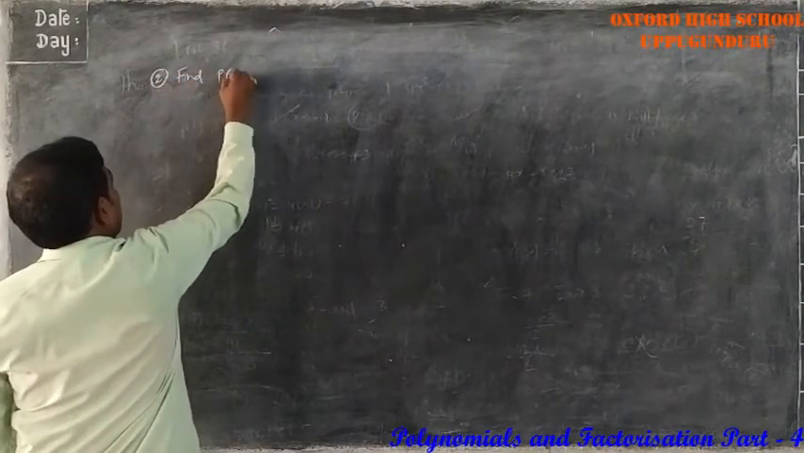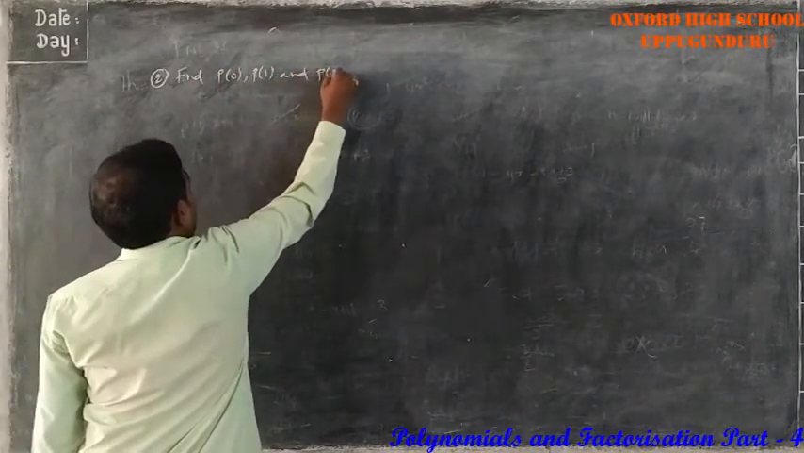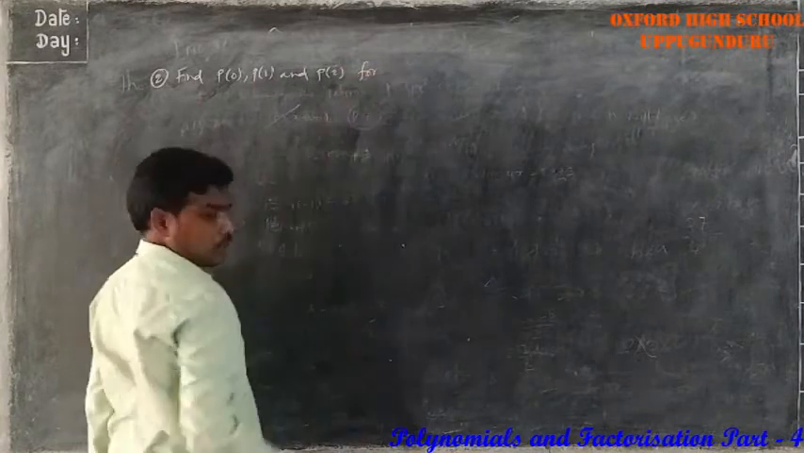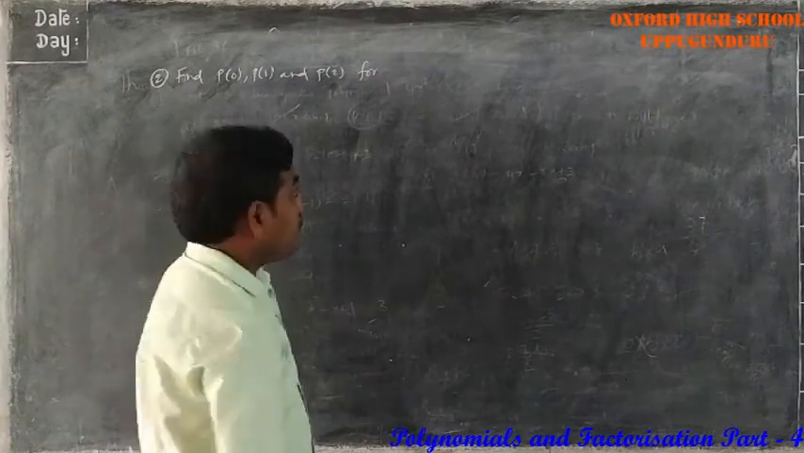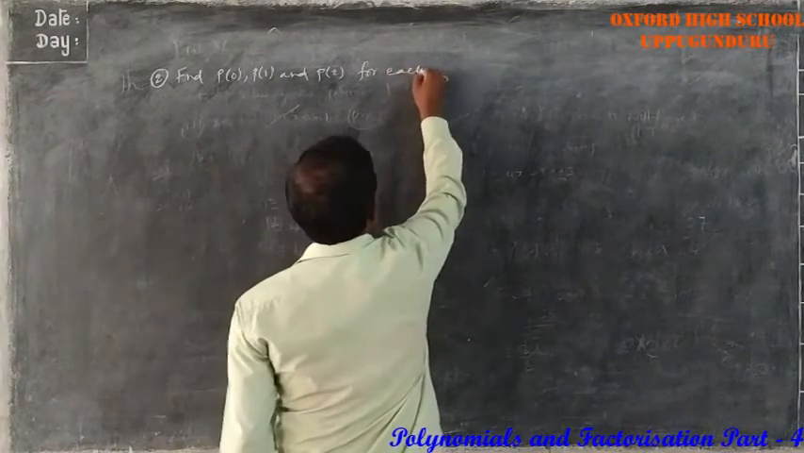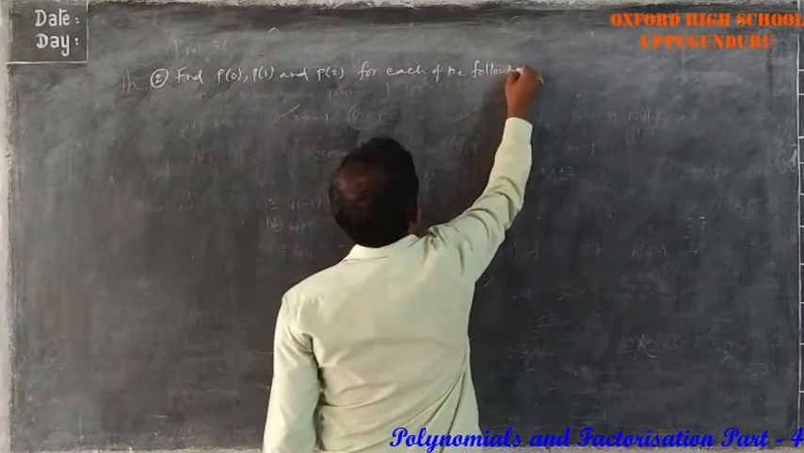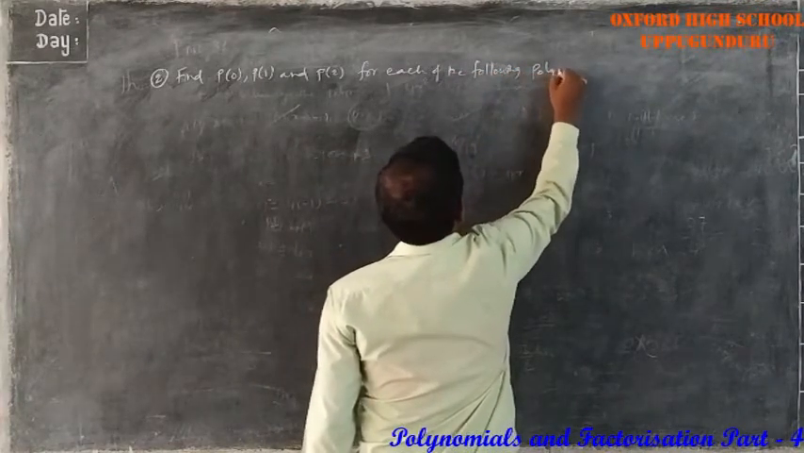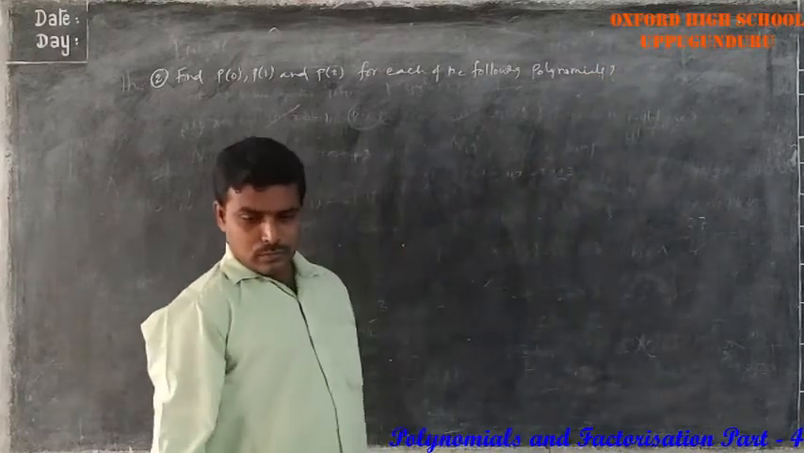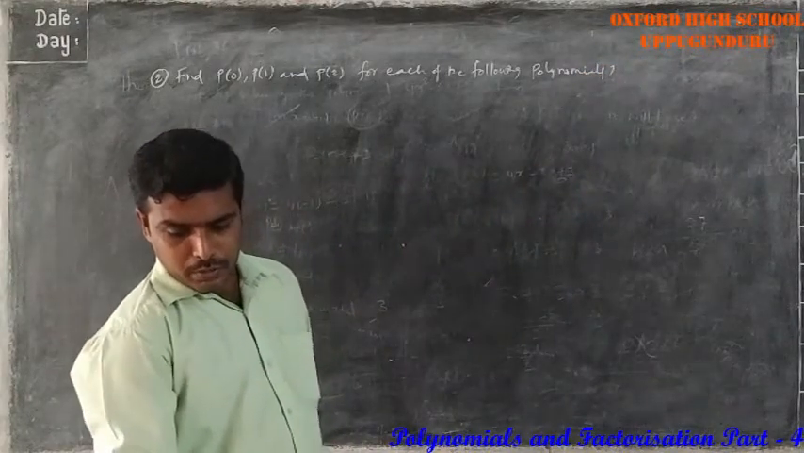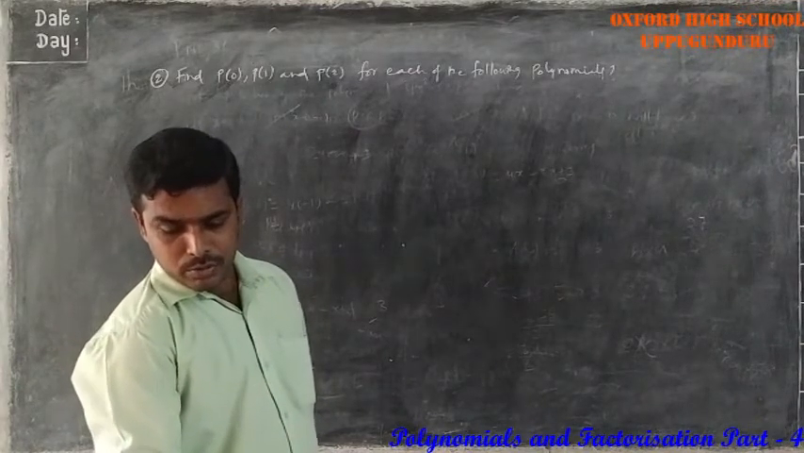Find p of 0, comma p of 1 and p of 2 for each of the following polynomials. Here they gave 5 problems. I'll tell you 3 problems. Remaining 2 problems you have to do.